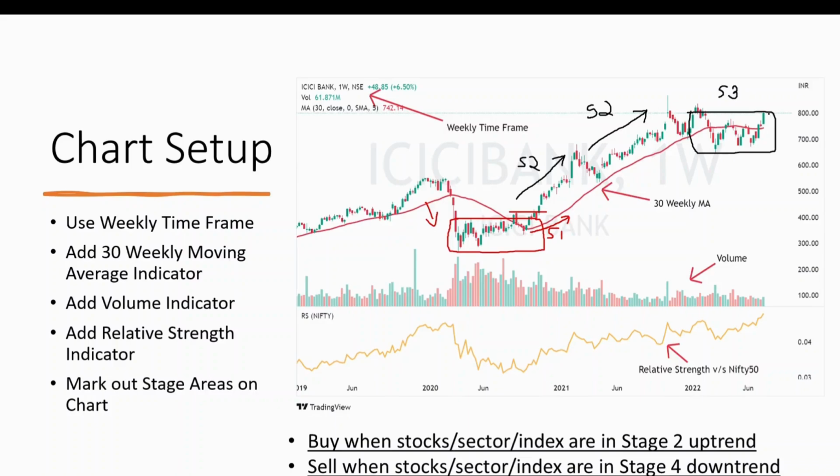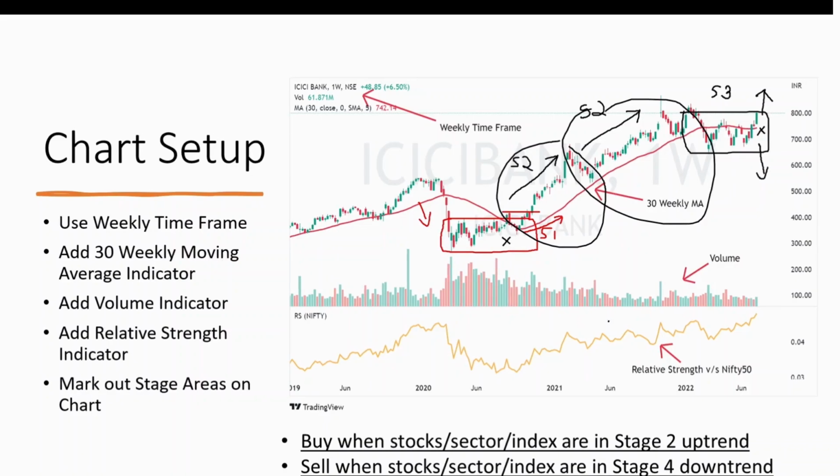If price now breaks out again, we can say that the price has again entered stage 2, but in case the price moves down and the 30 weekly moving average follows, we can say that the price has entered stage 4 downtrend. So we only participate in these areas. This is the area where we want to participate in, and not in this, neither in this.